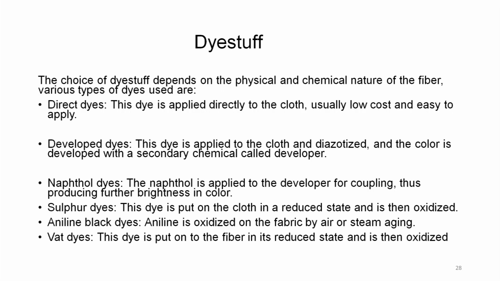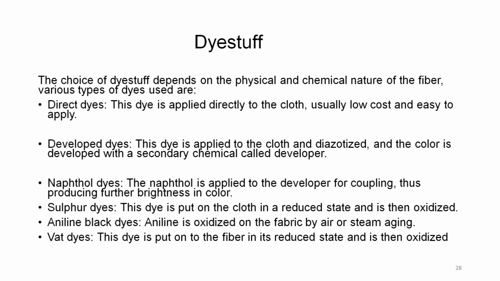Now, let us look at some of the chemicals, that is the dye stuff. The choice of dye stuff depends on the physical and chemical nature of the fiber. Various types of dyes are used. Direct dyes. This dye is applied directly to cloth, usually low cost and easy to apply. Developed dyes. This dye is applied to the cloth and diazotized, and the color is developed with a secondary chemical called developer. Naphthol dyes. The naphthol is applied to the developer for coupling, thus producing further brightness in the color.